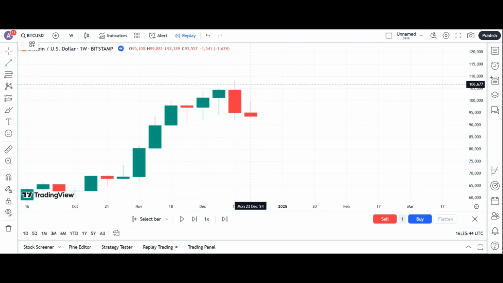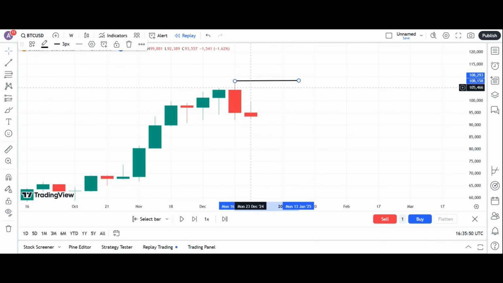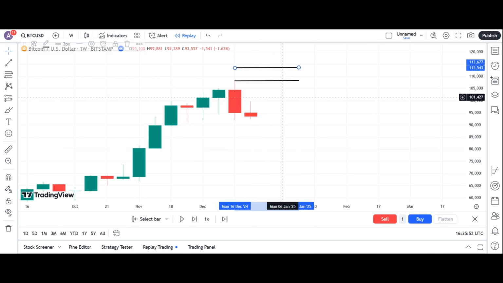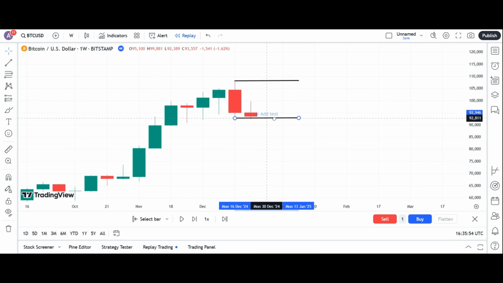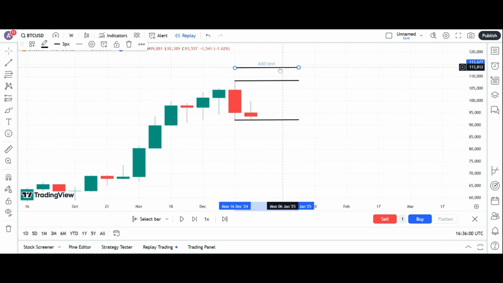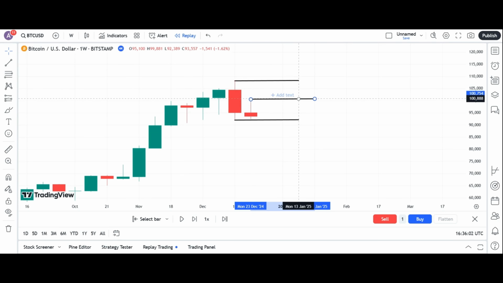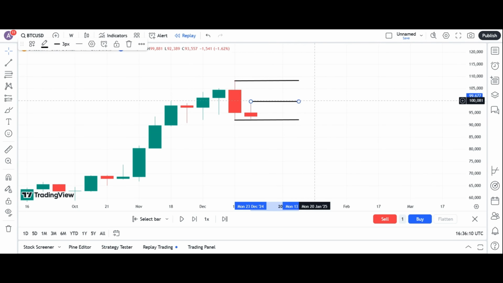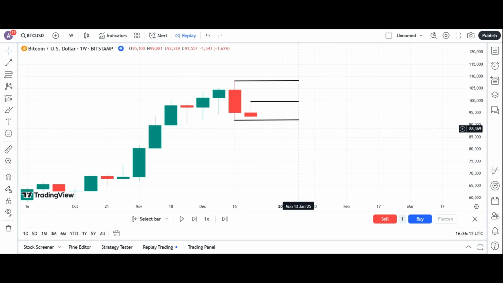Let me draw the highest line and lowest line of the first candle. And we should also draw another line at the highest point of the second candle, so that if the next candles cross it, we can predict the next trend more easily.